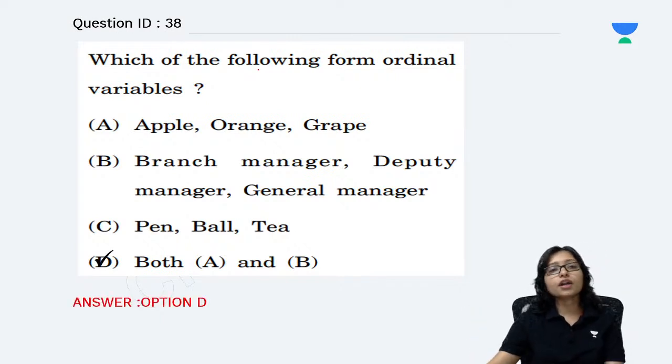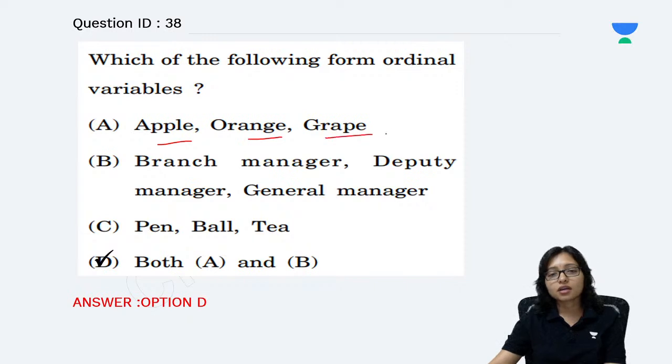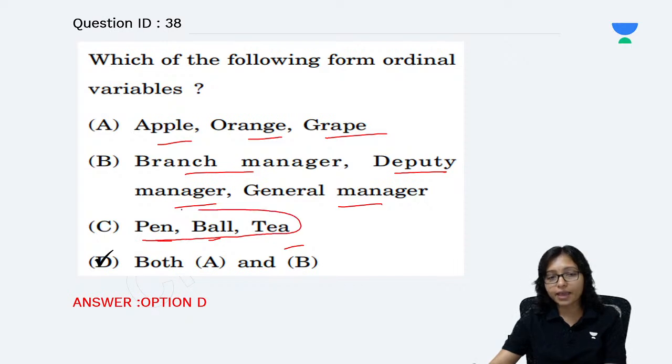Yes, here ordinal means in order. Ordinal means it is given in an order. So you can see in an order, that will be apple, orange, grape. Branch manager, deputy manager, general manager. Pen, ball, tree, tea. These are not the same set. These are a different set.